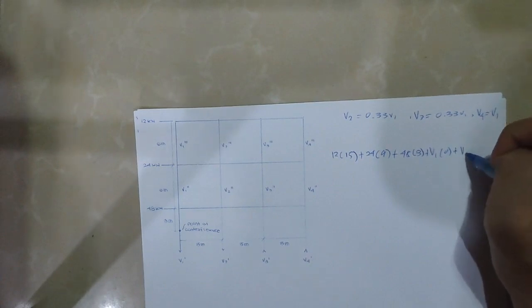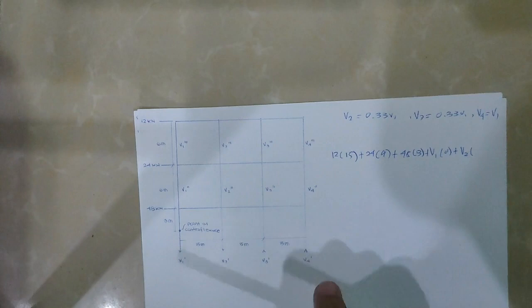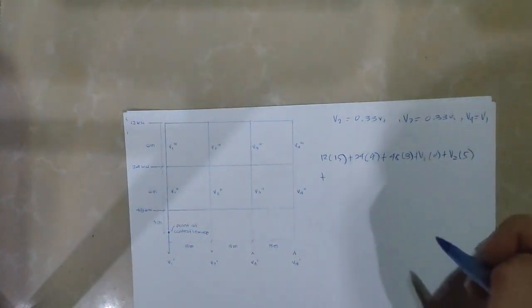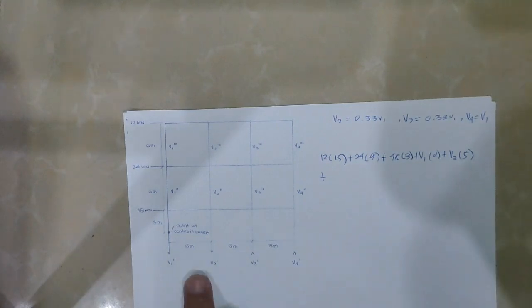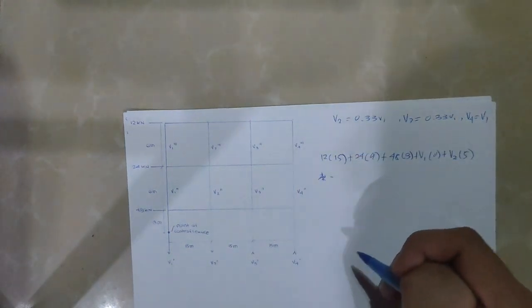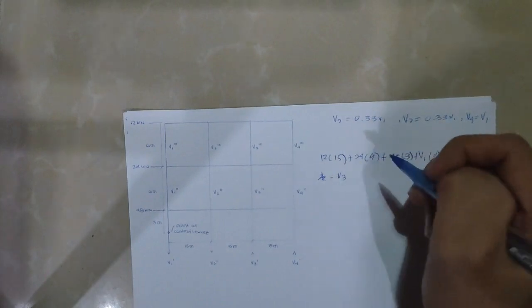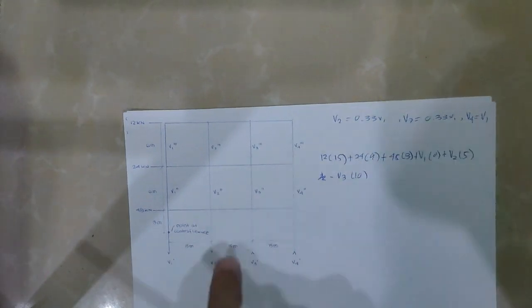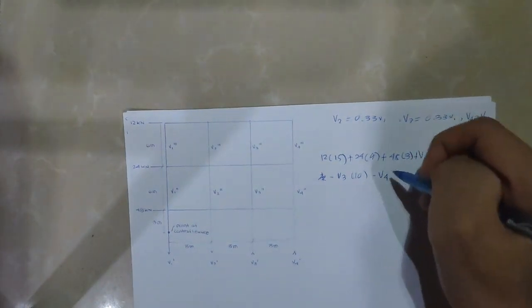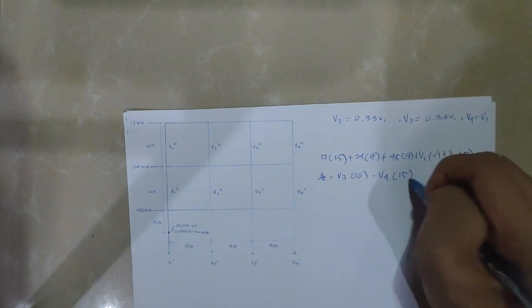Then plus V2, whose distance is 5 meters from our point of contraflexure. Then minus, since our direction is going upwards. Sorry, this is minus V3 times 10, which is our distance, and then also negative V4 times 15.